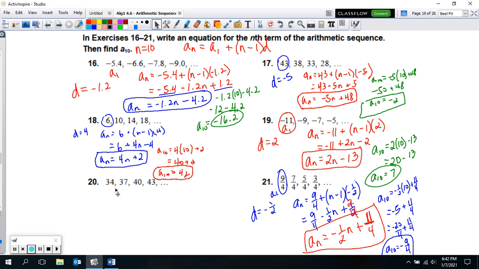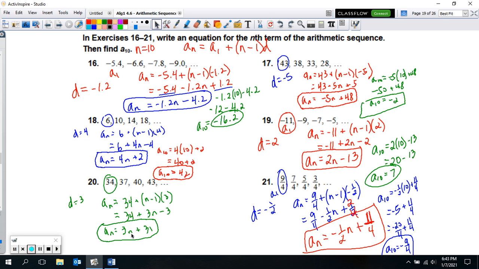Okay, number 20. Number 20, we can see the numbers are going up. So our first term there is 34, and they are going up by 3. So our common difference is 3, plugging it in, 34 plus n minus 1 times the 3. Distribute 3 into this. We're going to get 34 plus 3n minus 3. Combine 34 and a negative 3. So basically just take 3 away from 34. So the best read is 3n plus 31.